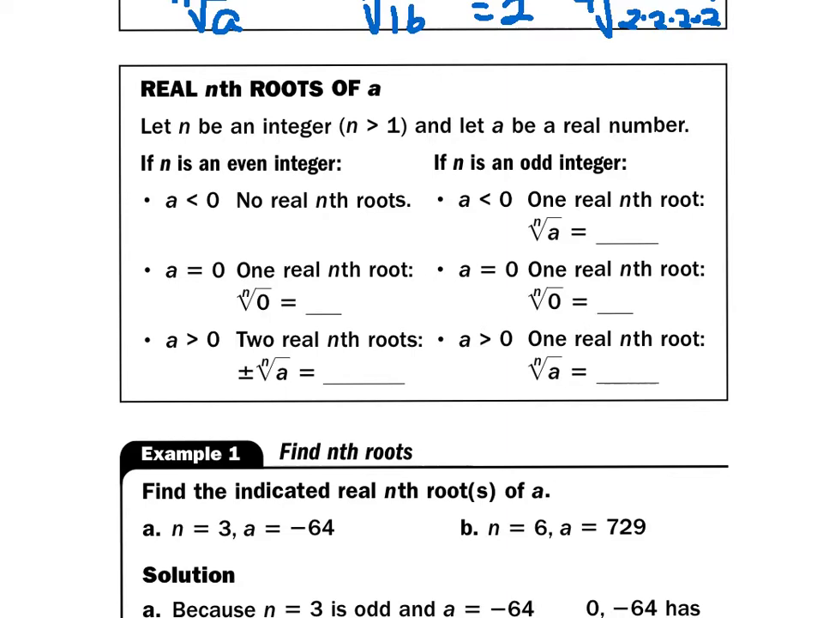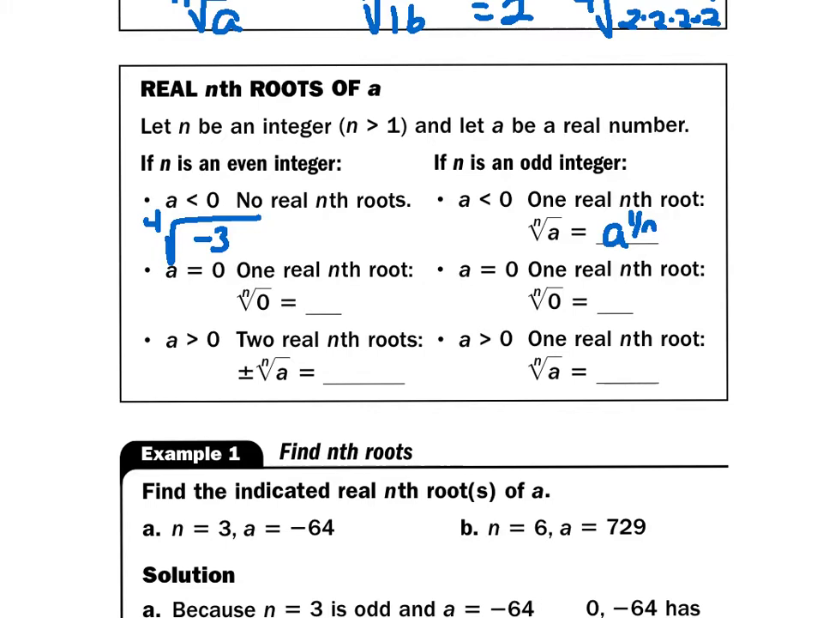Let a be a real number. So if negative 3, what is the fourth root of negative 3? Well, there's nothing, we can't take an even root of a negative number. It would be imaginary, right? So that is where we're getting the no real nth roots. But if it's odd, then we can have it as a to the 1 over n.